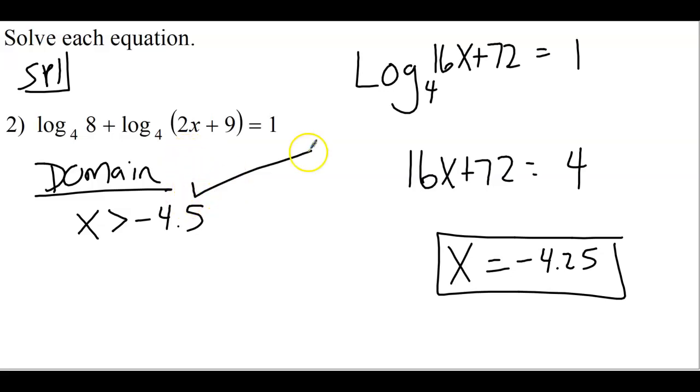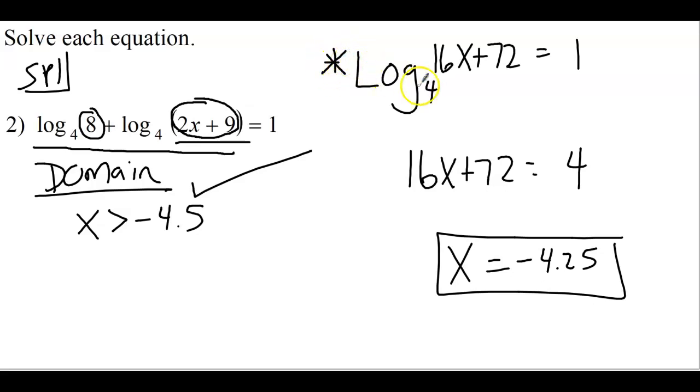So here's the answer. The domain is that x needs to be greater than negative 4.5. I got that by setting this argument greater than 0 and solving. Next, after applying the property of combining these logs together by multiplying the 8 with the 2x plus 9, we end up with this expression here. And then after exponentiating both sides, making each side a power of 4, we get this. And then finally, solving for x, we get our answer, negative 4.25, which just barely is greater than negative 4.5, so it is a good answer.